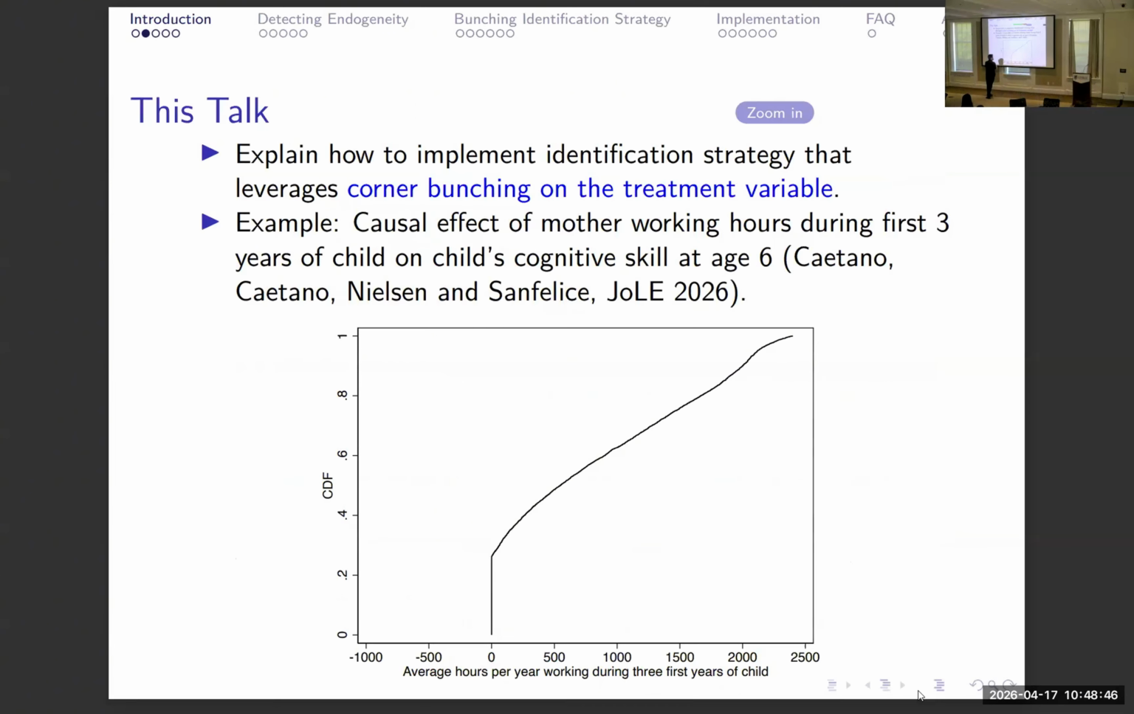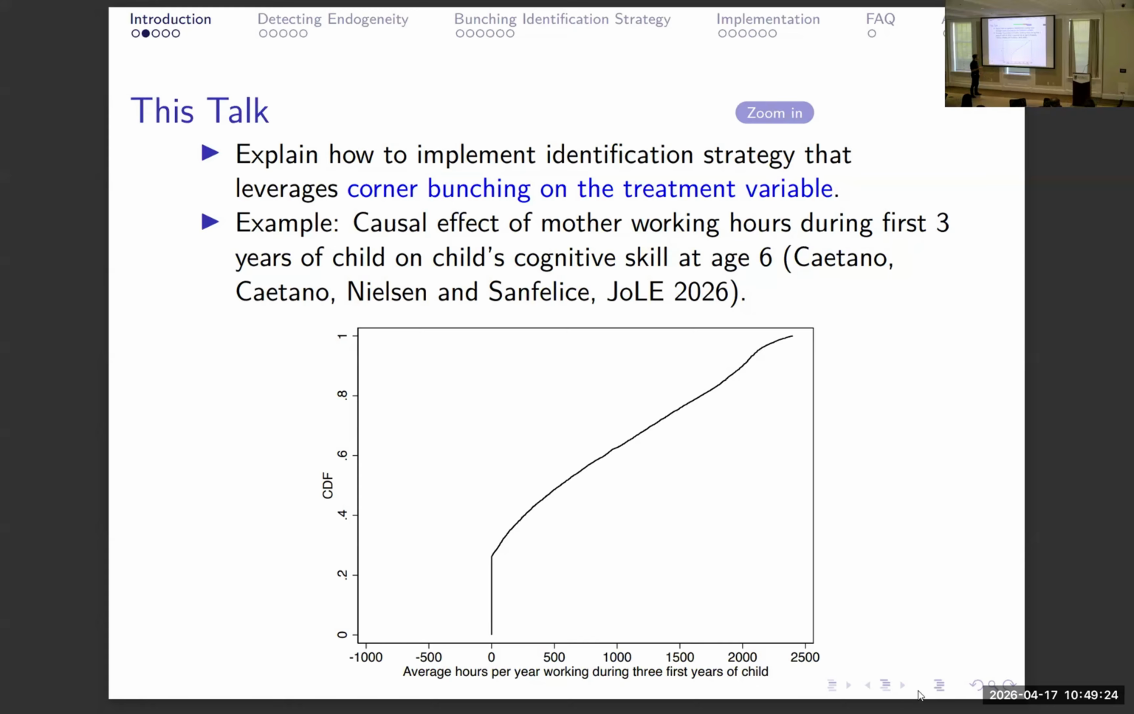So what do I mean by bunching here? You can think about this as the CDF, the cumulative distribution function, of this treatment variable. The treatment variable is how many hours per year, on average over the first 3 years of the child, the mother was working. You can see 100% of the mothers work 2,500 hours or less. And 2,000 hours is about full time, about 40 hours per week for 50 weeks. So about 90% of the mothers work full-time or less. Part-time would be 1,000 hours, which is about 60%.